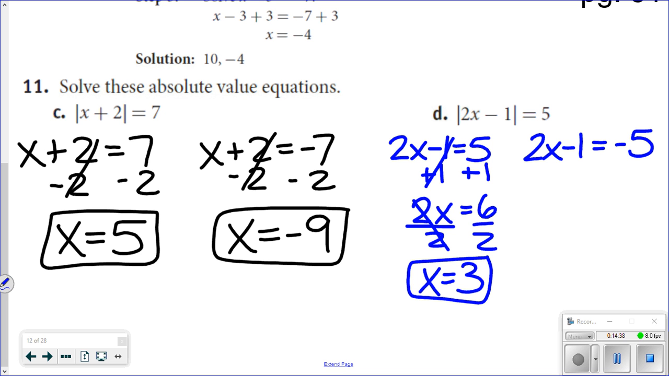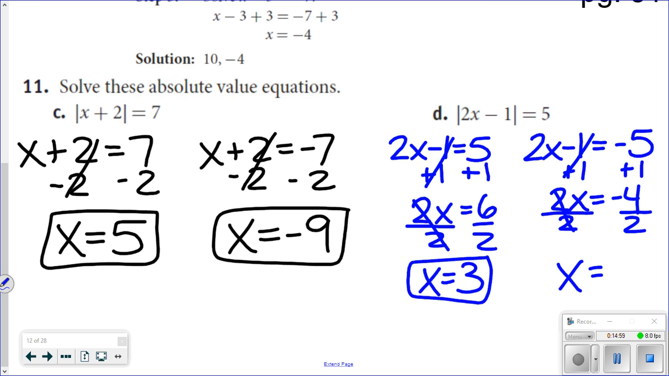And again, we're going to solve the second equation the exact same way. So let's add 1. Add 1. 2x equals negative 4. 2 and x are being multiplied, so the opposite: divide both sides by 2. X equals -2.